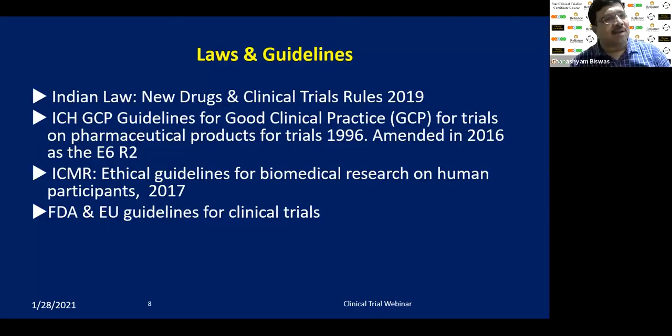The laws and guidelines: Indian law, the ICH GCP for pharmaceutical product trials in 1996, which got amended, then the ICMR, followed by the FDA and the UA guidelines. Next.